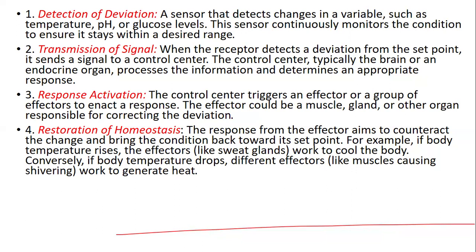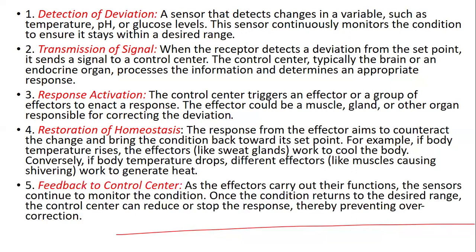So that is that. And then lastly, the feedback to the control center. Here we see the effectors carry out their functions. The sensors continue to monitor the condition. And once the condition returns to the desired range, then the control center can reduce or stop the response, so that we don't have an overcorrection, as I had mentioned earlier.